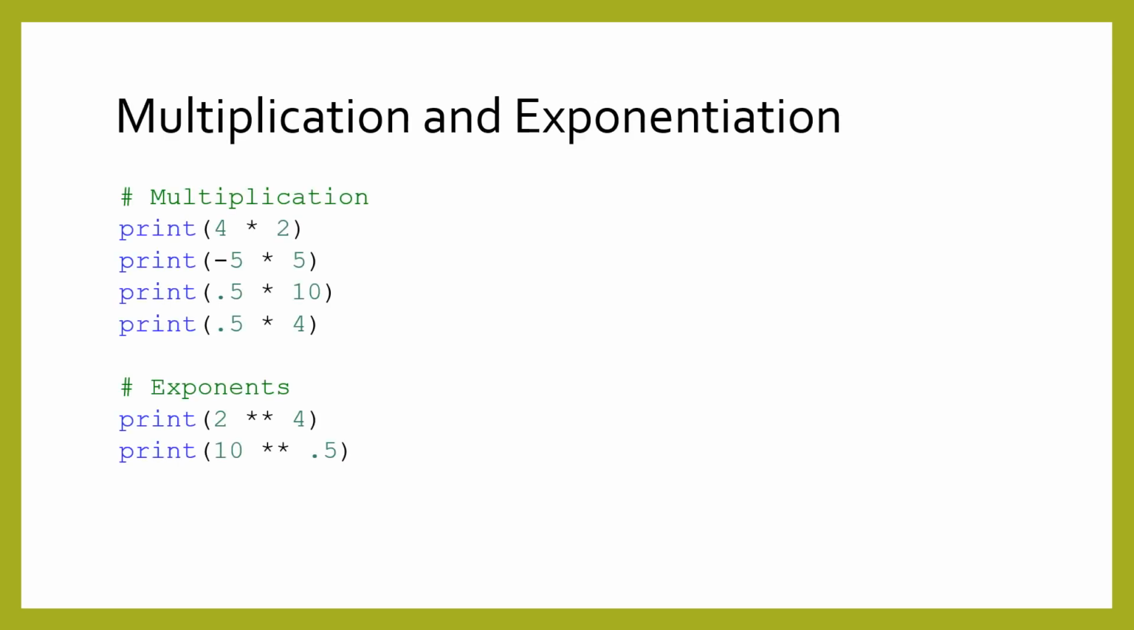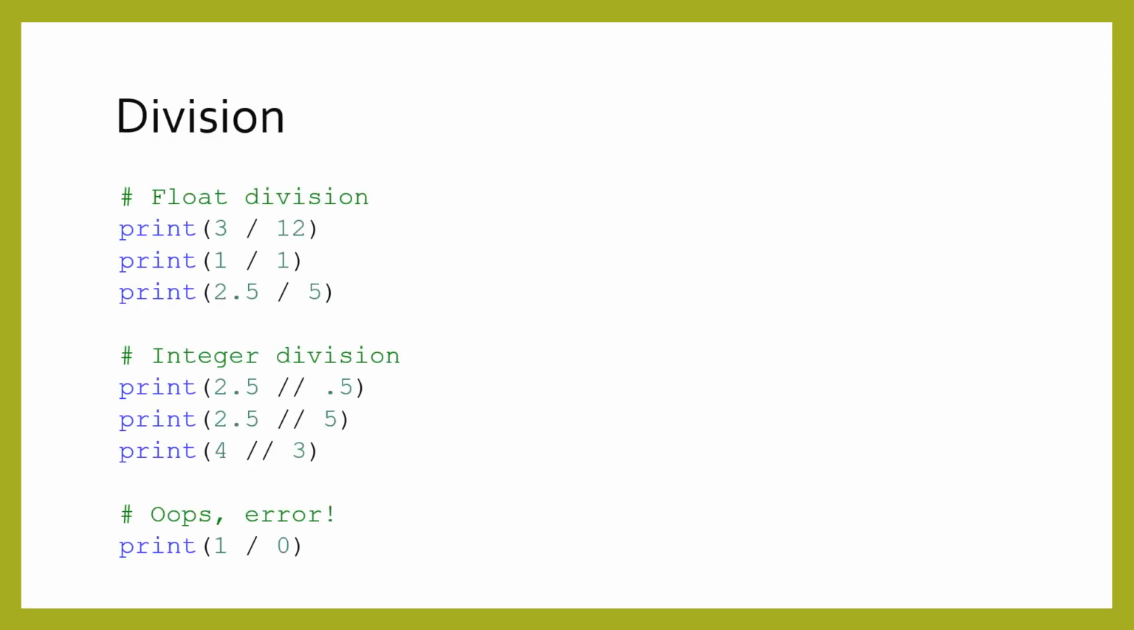One asterisk, star, is used for multiplication. Two asterisks are used for exponents, also known as powers. The forward slash is used for float division. Two forward slashes are used for integer division.